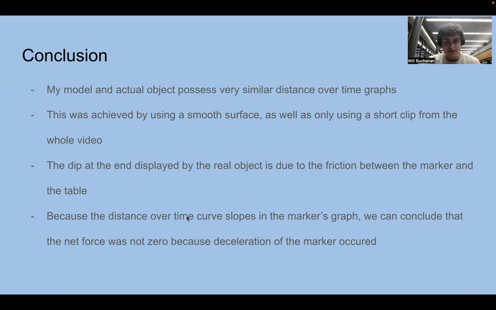And because the distance over time curve slopes downwards in the marker's graph, that will count as a change in velocity. We can conclude that the net force was not zero because the marker displays deceleration, or a decrease in velocity, which means there was a net force acting on the marker. The net force was not zero.